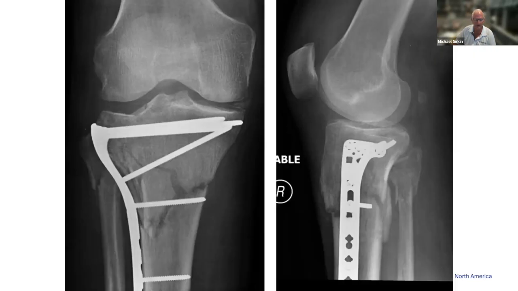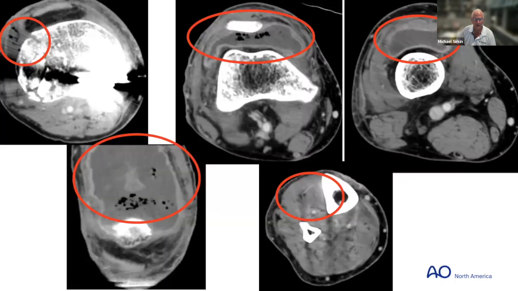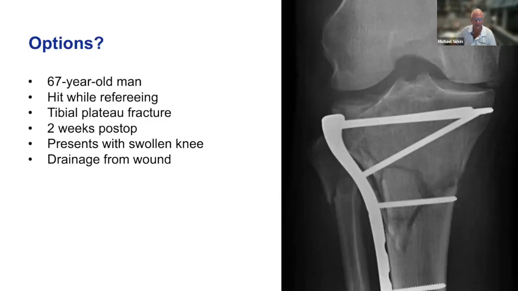potentially a malreduction and the fixation. We can see the fixation, and we can see the CT. We can see air in the soft tissues throughout the area on the CAT scan, in the joint, as well as next to the plate, and even distal to the plate. We can see the extent of the infection. So again, what would your treatment options be for this 67-year-old with this somewhat malreduction?